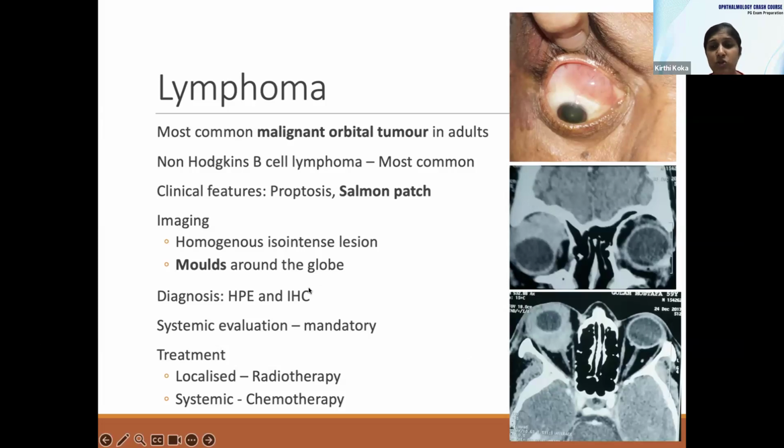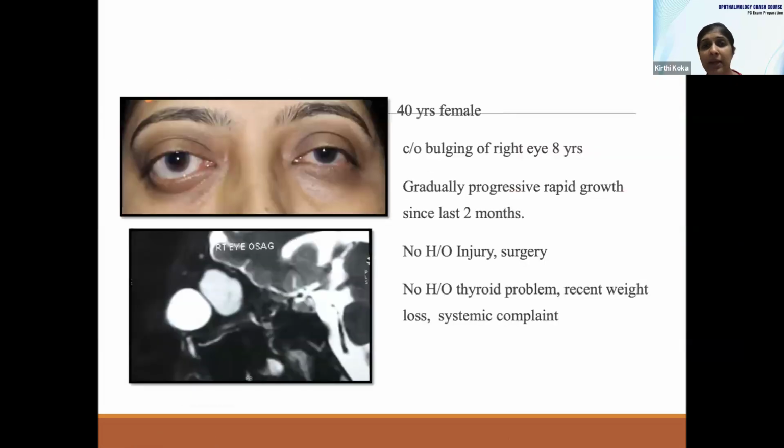How do you diagnose them? Histopathology will give you the diagnosis, and treatment, if it's localized, is radiotherapy, and if it's systemic involvement, then it's going to be chemotherapy. So you need to get a PET scan done for these patients. So we spoke about the most common malignant tumor in adults. Now this is the most common benign tumor in adults.